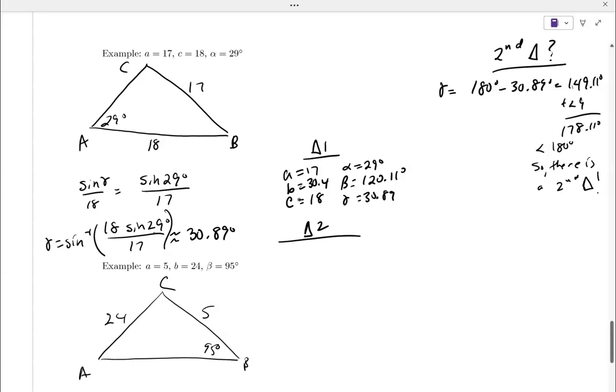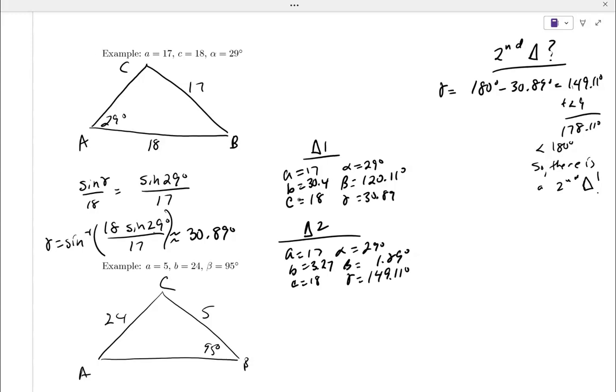Triangle 2. The values for A and C did not change. Value for alpha did not change. Gamma's value now is 149.11. What are B and beta for triangle 2? 30.27. Oh, 30.27, I thought you said 3.2. And then the angle was 1.89. A tiny little angle for the second triangle.